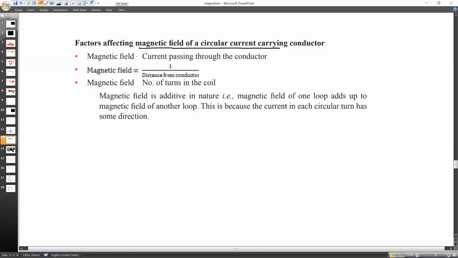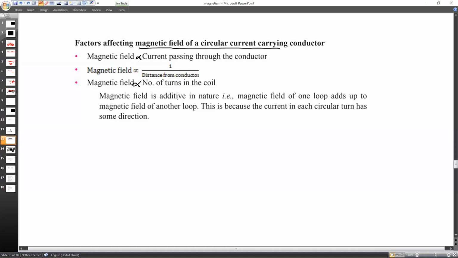So we can say that magnetic field is directly proportional to the current passing through the conductor. The more current, the stronger the field. And magnetic field is inversely proportional to distance. If you are going away from the conductor, then the magnetic field strength will be less. And moreover, if the number of turns is more, the magnetic field is directly proportional to the number of turns. If there are more and more turns, then we will have a stronger magnetic field.